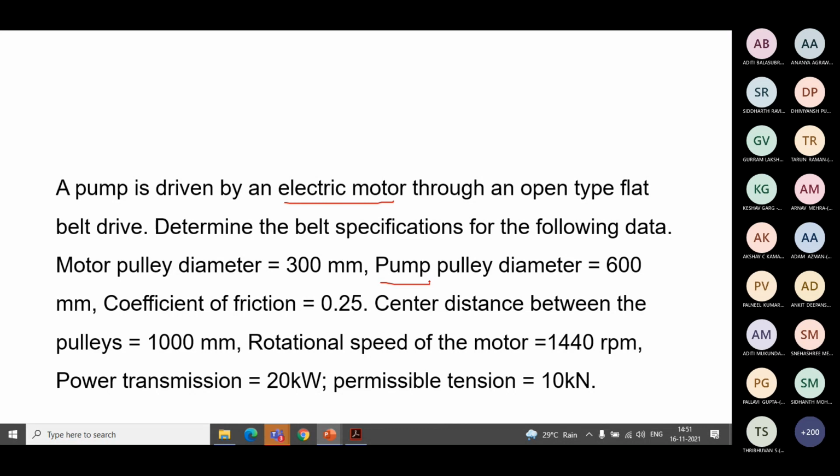So the electric motor will always be an actuator for your pump. We will reduce the problem to 2 pulleys and 1 belt, and we will write the data and solve the numerical. Which one is larger, the pump pulley or the motor pulley? Motor pulley diameter you can see is 300, pump is 600. So the pump is bigger and the motor shaft is smaller. Draw the sketch like this roughly.